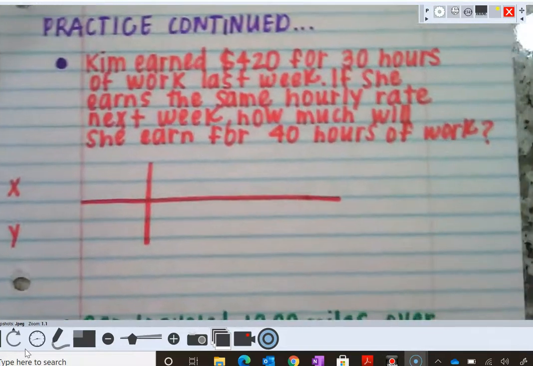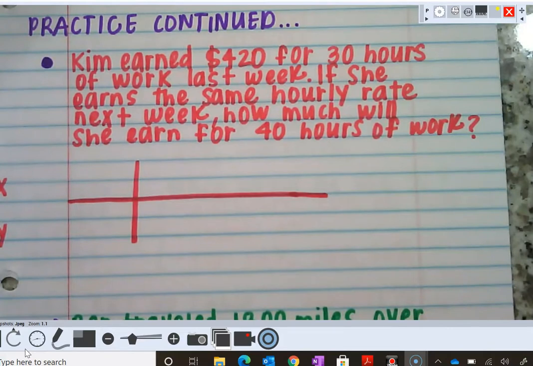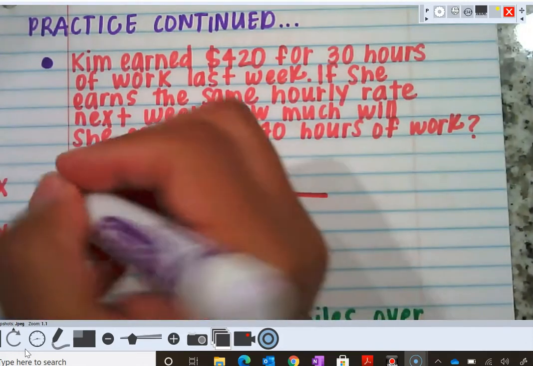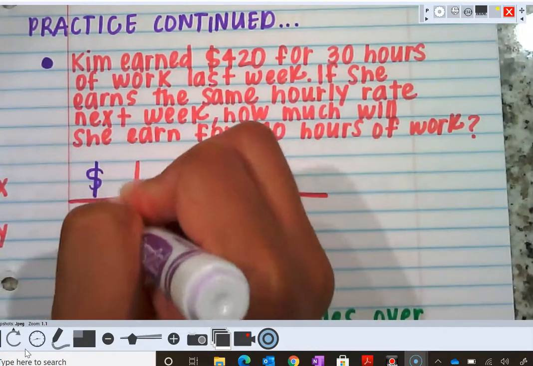So we're going to do 2 problems. All right. Kim earned $420 for 30 hours of work last week. Already off the bat, we know we're comparing money with hours. So I'm going to go ahead and write that in my table. So we have the amount of money compared to the number of hours.